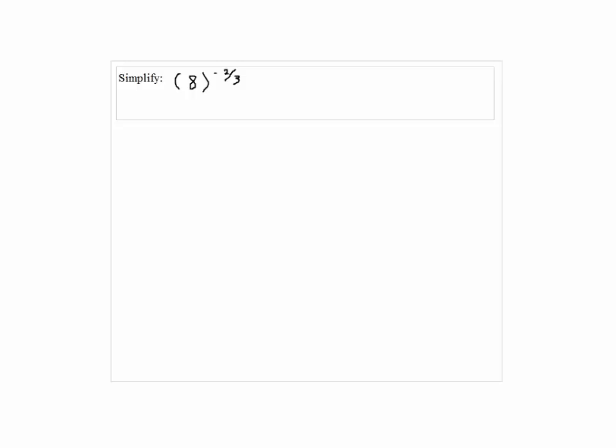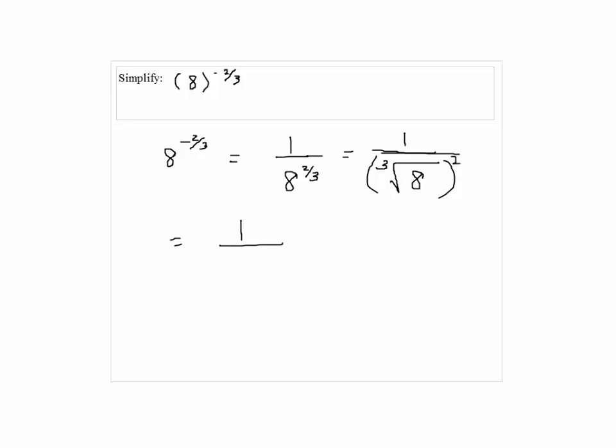Simplify 8 to the negative 2/3. 8 to the negative 2/3 is written as first 1 over 8 to the 2/3 without using the negative exponent. Now, 8 to the 2/3 is the cube root of 8, squared. The cube root of 8 is 2, so 2 squared is 4, and the answer is 1 over 4.